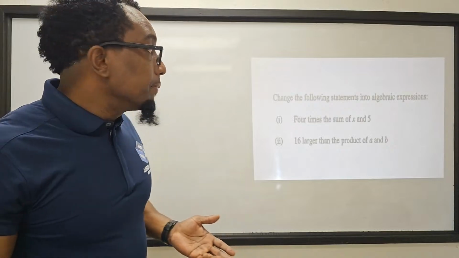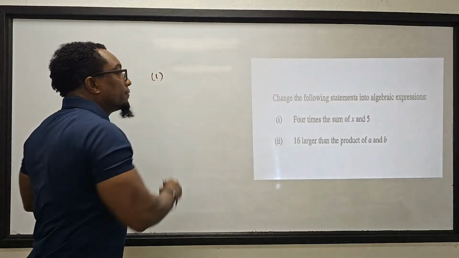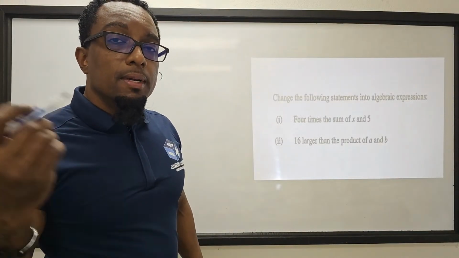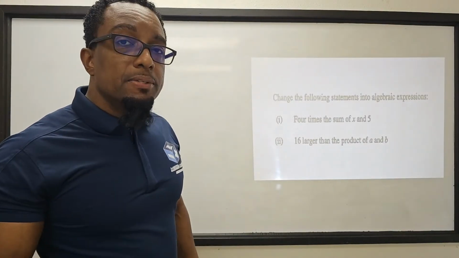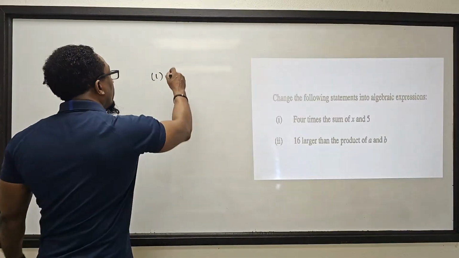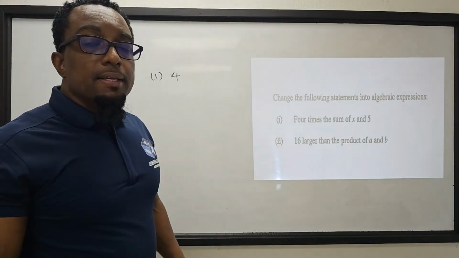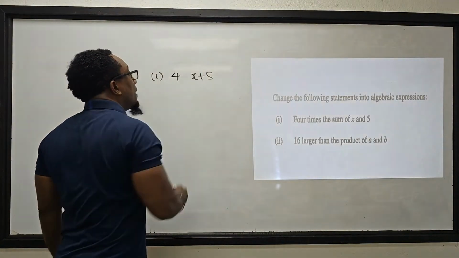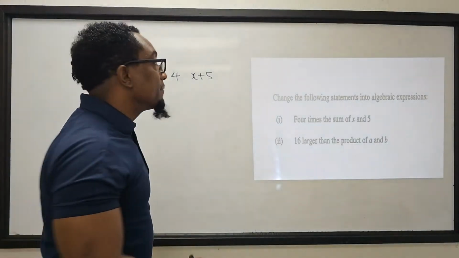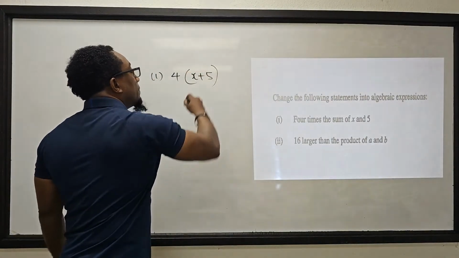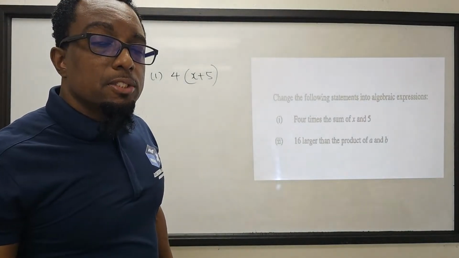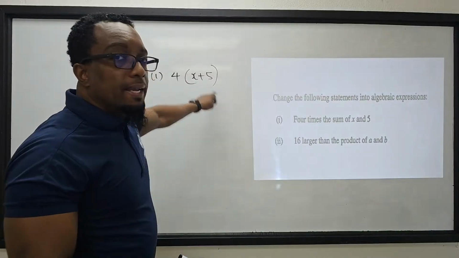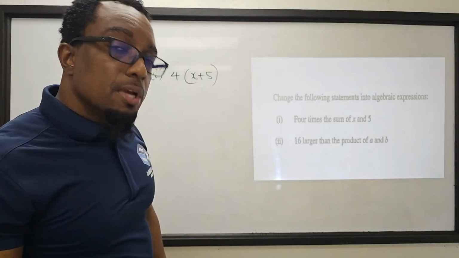So this is algebraic expression 1. 4 times the sum of x and 5. 4 times means to multiply. Sum means to add. So if we multiply 4 by the sum of x and 5, so that is x plus 5, I'm multiplying 4 by x plus 5, and must make sure my algebraic expression x plus 5 is in brackets. So I'm multiplying 4 by x plus 5, the sum of x and 5.